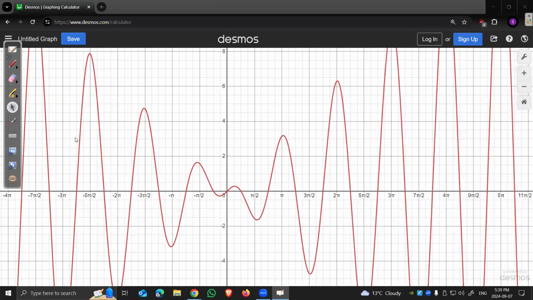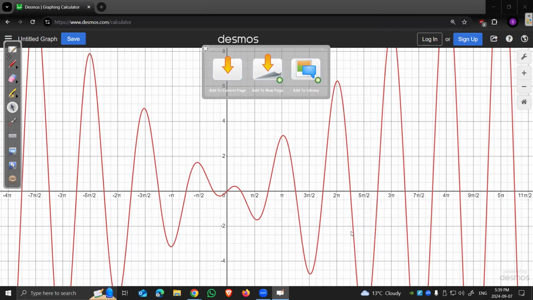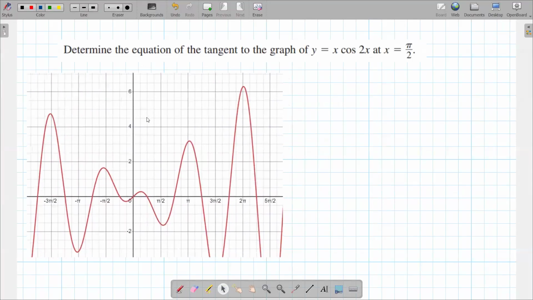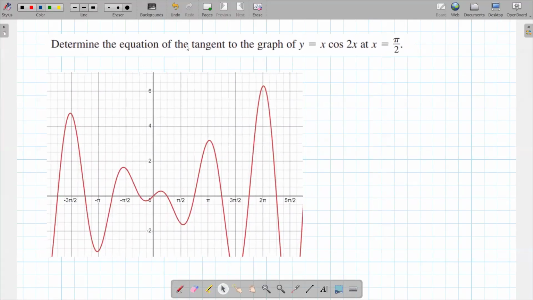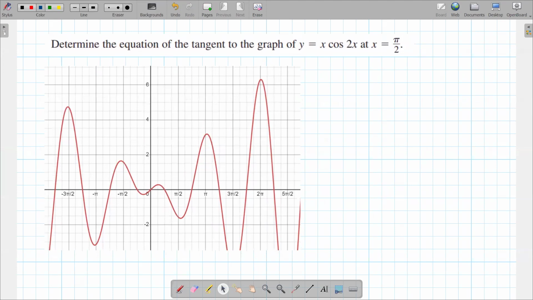So it's asking us to find the derivative at pi over 2. Not the derivative necessarily, but it's asking us to find the slope of the tangent line at pi over 2. Remember what tangent line means? What's a tangent line? Is it just the slope at a certain point? Yeah, exactly. It's just the slope at that specific point.